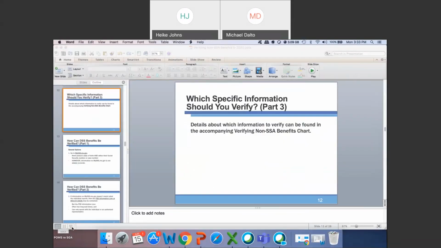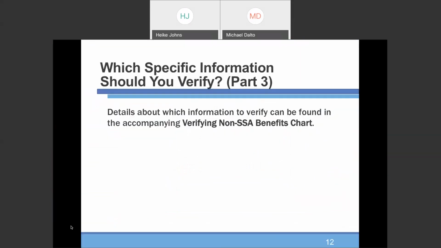So there's some exercises that you'll use the chart to get answers to.